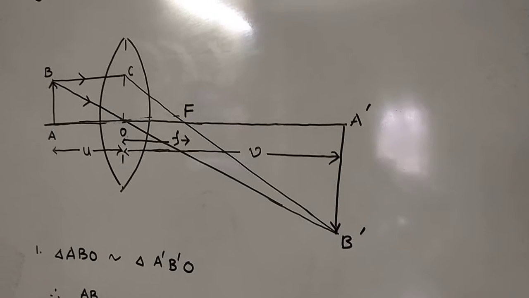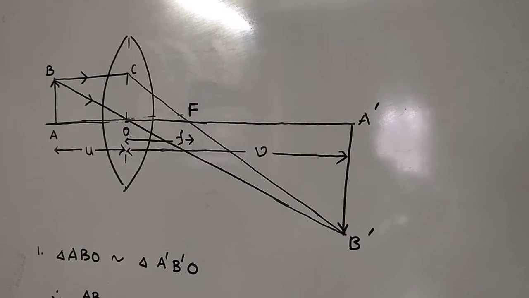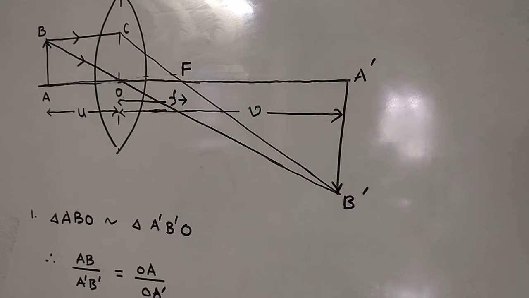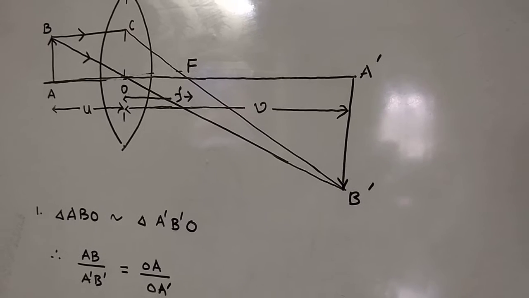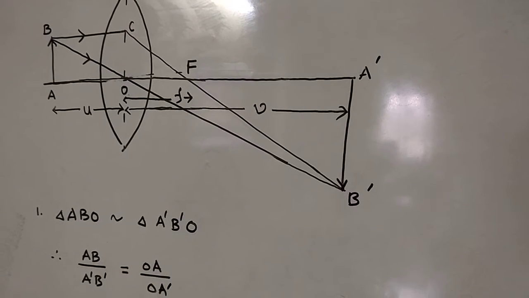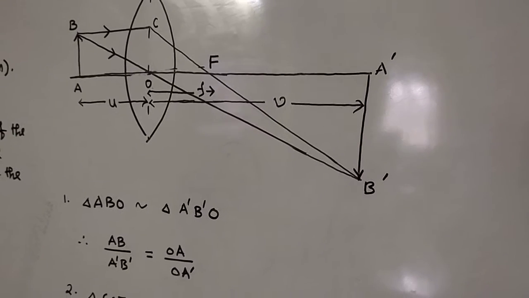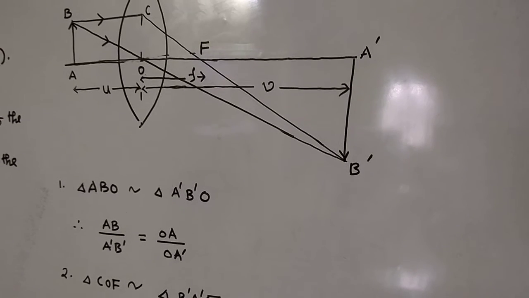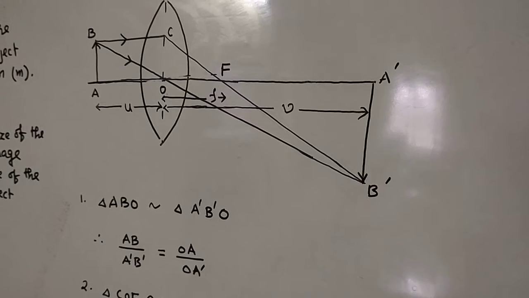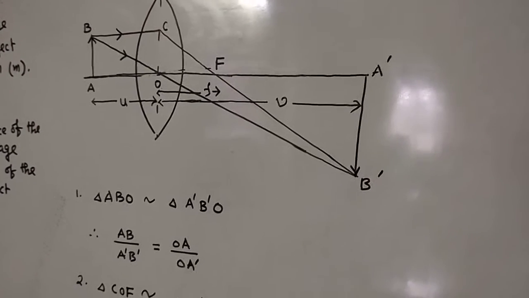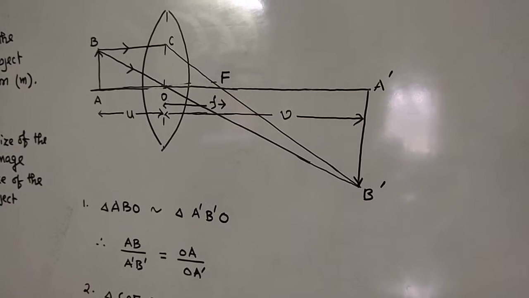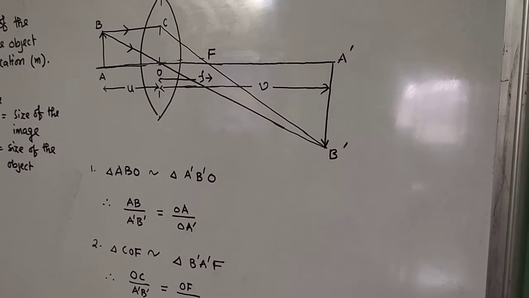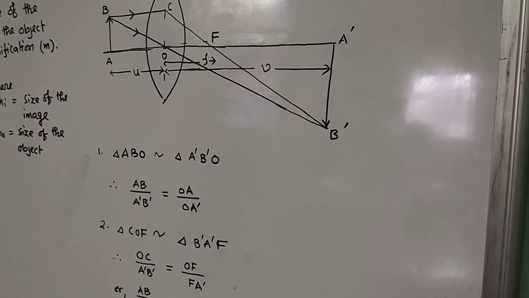Now if you consider the two triangles ABO and A'B'O, these two triangles are similar and as a result the sides are proportional. So AB by A'B' equals OA by OA'. Now again, the triangles COF and B'A'F are similar, so again the sides are proportional. So OC by A'B' equals OF by FA'.